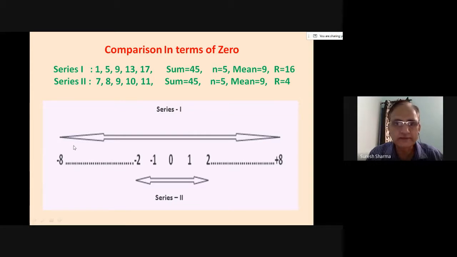Right? So you can see this has a bigger line, this has a smaller line. Where there is a smaller line, the points are closer to 0. If points are closer to 0, there will be less dispersion. If points are far away from 0, or the differences are far away from 0, there will be large dispersion. So that's why I converted both of them around 0, because comparison in terms of 0 becomes very easy.